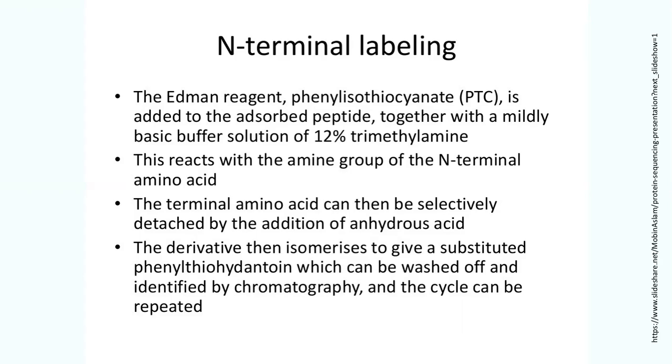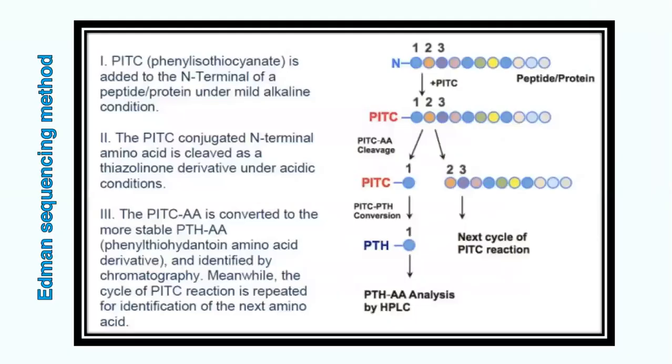And once this cleavage is done, the derivative now isomerizes to give a stable derivative of the amino acid, PTH amino acid derivative. We call it phenyl thiohydantoin. Okay, and once this is done, it can be fed to the chromatography system, and the whole cycle can be repeated with the shortened polypeptide chain till the last amino acid is read by the chromatography system. Okay, so that is the N terminal.